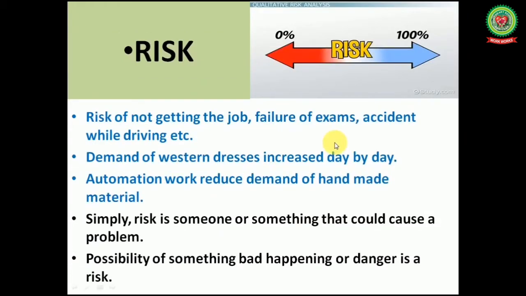Next is risk. Risk of not getting the job, failure of exams, accident while driving are some examples of risk in daily life. Likewise in business, demand for western dresses increasing day by day, automation work reduced, demand for handmade material are examples of risk. Simply, risk is someone or something that could cause a problem, or the possibility of something bad happening in future, or a danger.